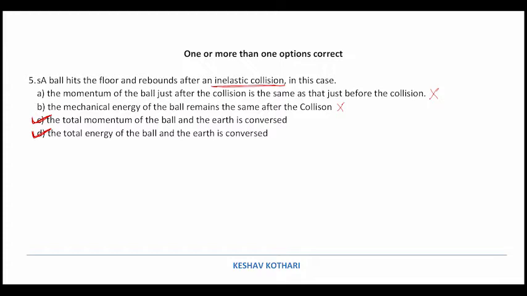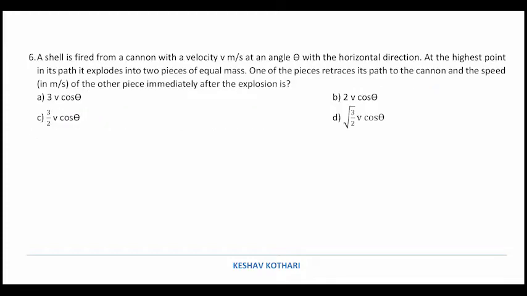Let us move to the next problem. A shell is fired from a cannon with a velocity v meter per second at an angle theta with the horizontal direction. At the highest point of its path, it explodes into two pieces of equal mass. One of the pieces retraces its path to the cannon, and we are asked to calculate the speed of the other piece immediately after the collision.